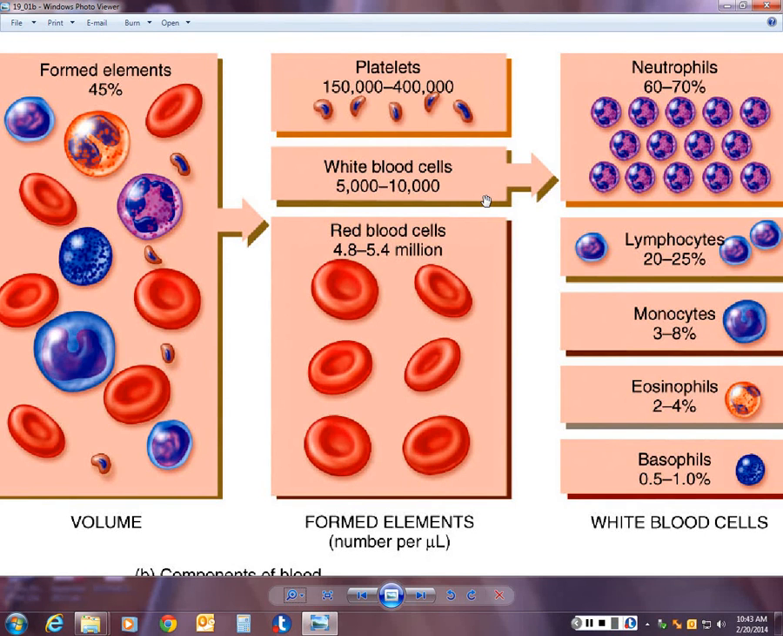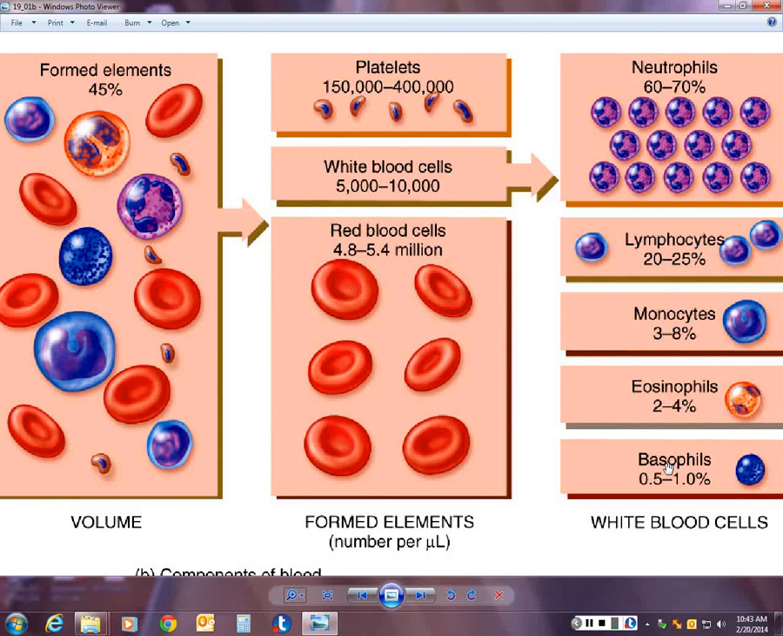Now, if you look at the chart here, you can see that they pulled out to the far right-hand side the 5 different categories of white blood cells. These will include neutrophils. They're the most dominant white blood cell in a normal individual, accounting for anywhere from 60 to 70% of all white blood cells. Lymphocytes would be the next most common white blood cell, accounting for 20 to 25%, followed by monocytes, then eosinophils, and finally basophils.